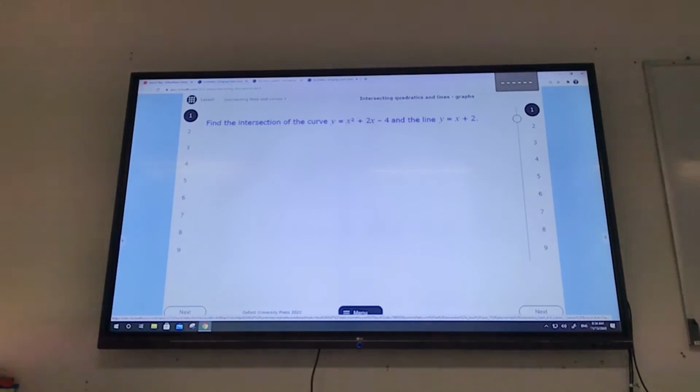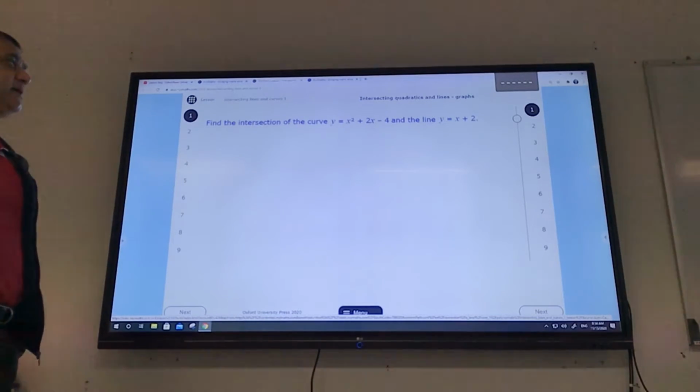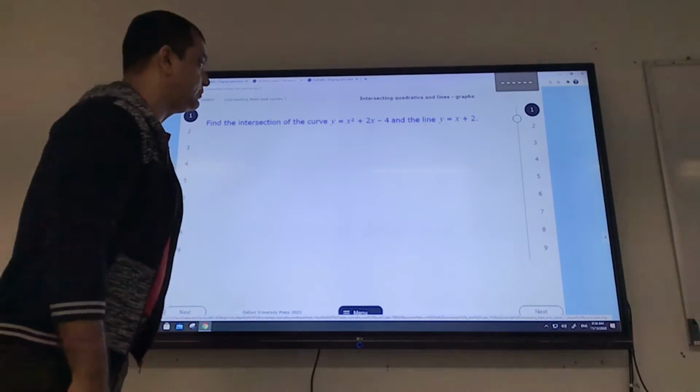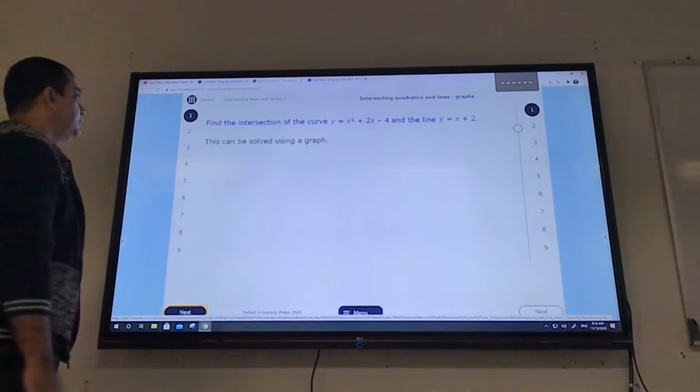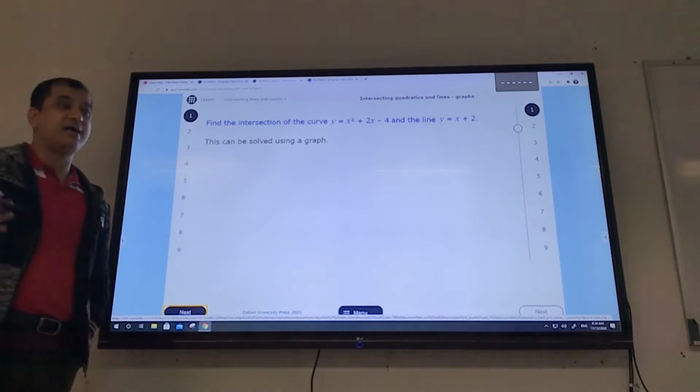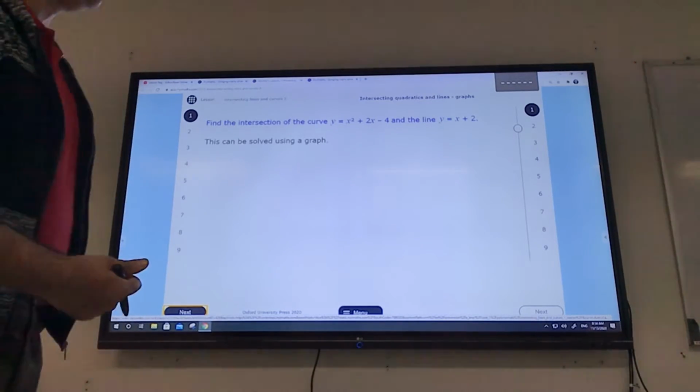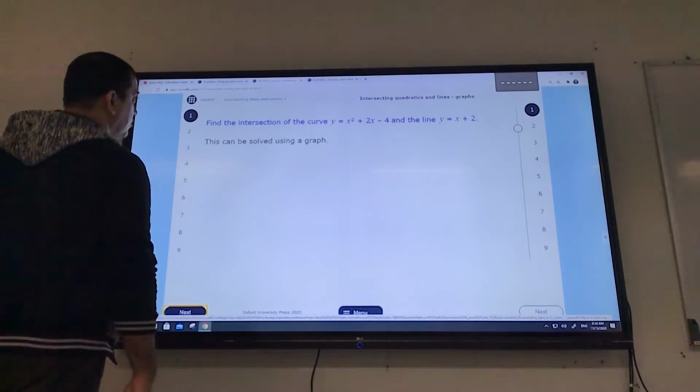Find the intersection of the curve y equals x squared plus 2x minus 4 with the line y equals x plus 2. This can be solved using a graph. This can be solved by the graphical method. Okay, let's move on to see how we can solve it by graphing.